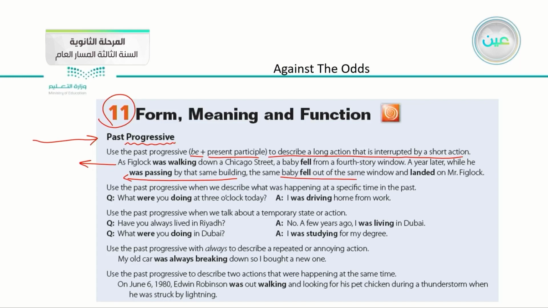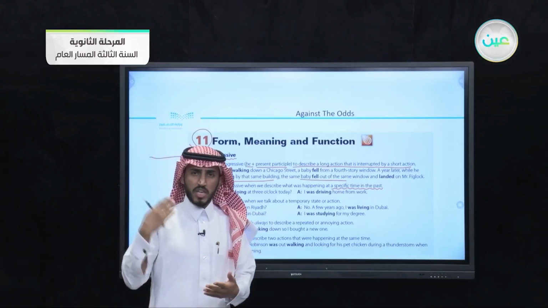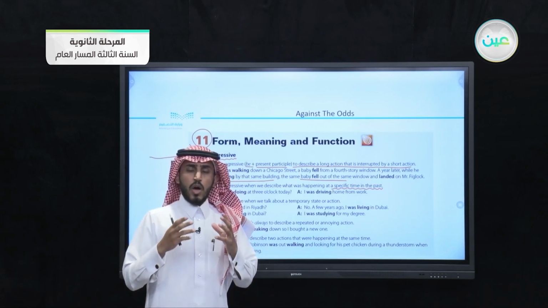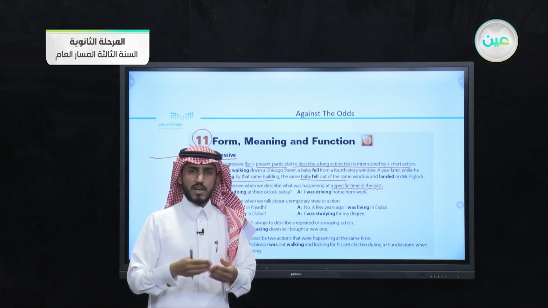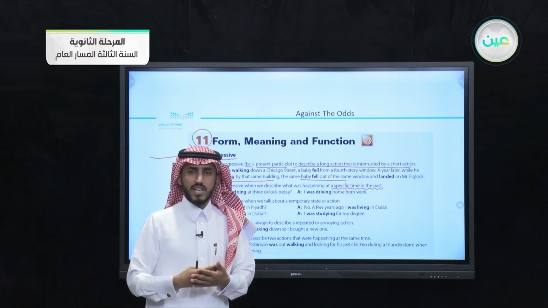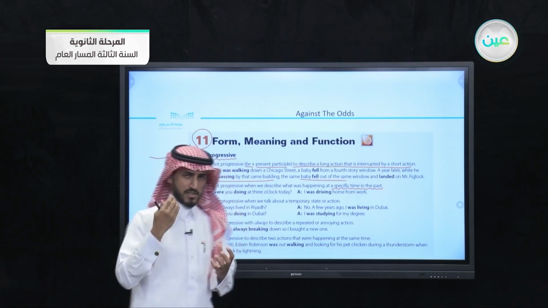After that, we use the past progressive when we describe what was happening at a specific time in the past. Specific time in the past. For example, if we talk about yesterday or the week before, and we mention a specific time, for example, if we talk about yesterday and we say at 3 o'clock yesterday, this is a specific time in the past.